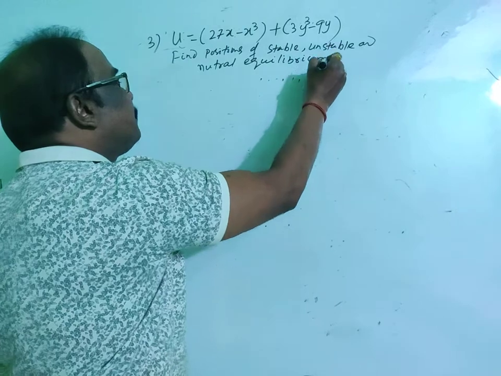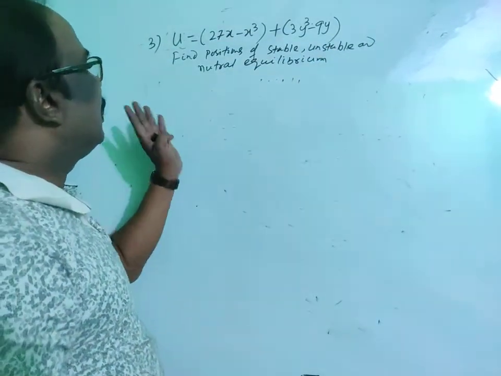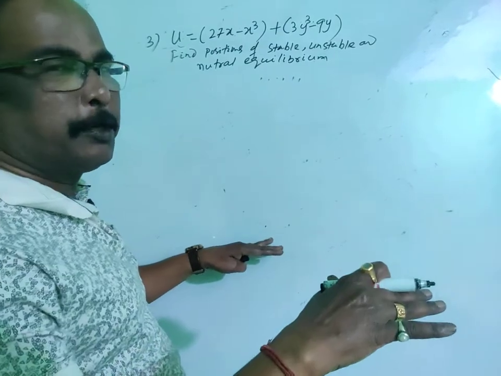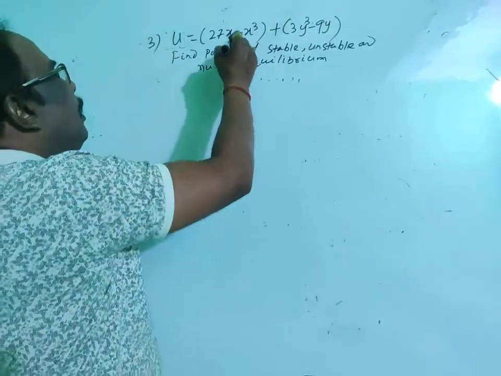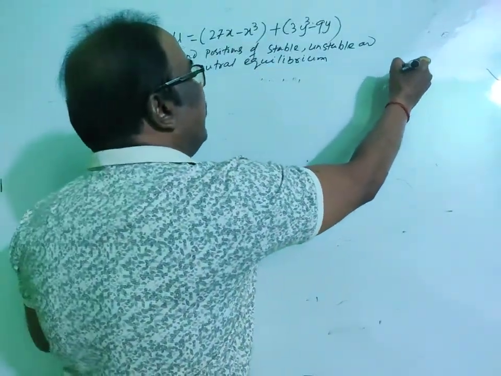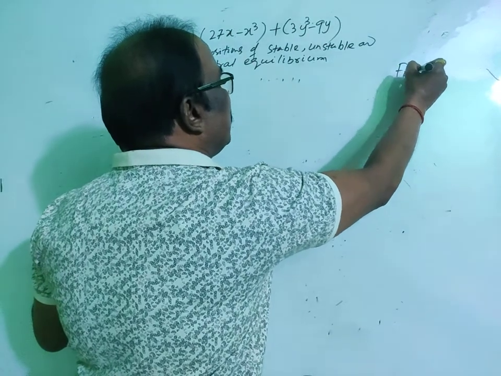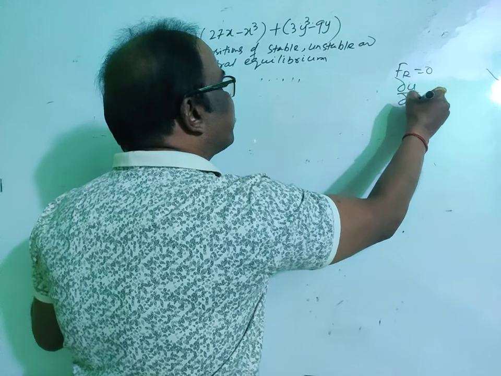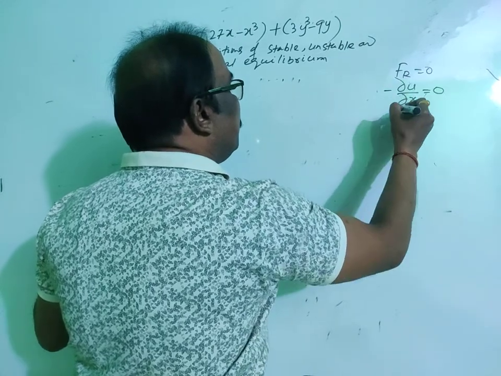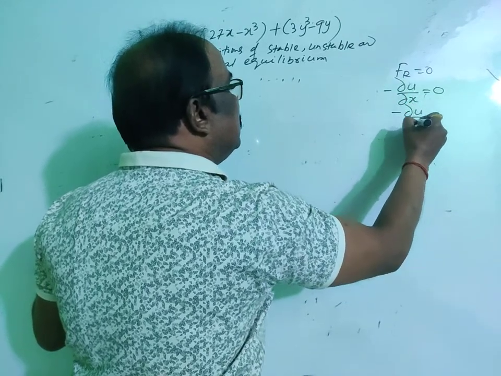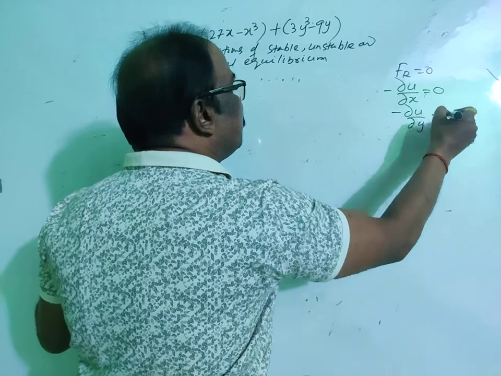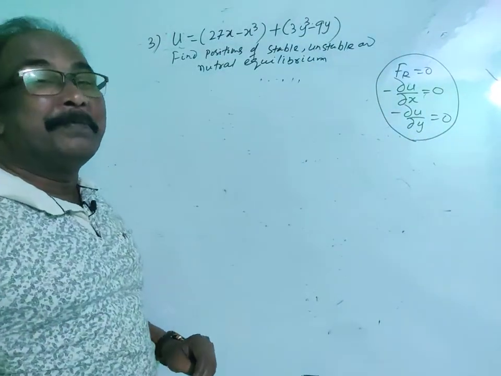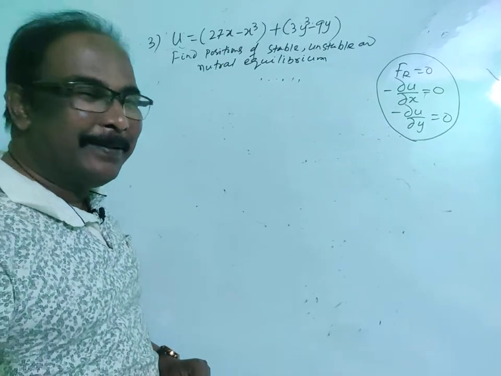Find the position of stable, unstable and neutral equilibrium again. For all conditions for equilibrium, the net force or resultant force is 0, so du by dx is equal to 0 or du by dy is equal to 0, because we are considering both x and y directions.